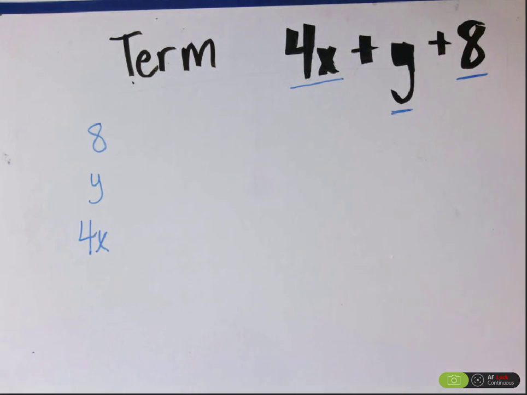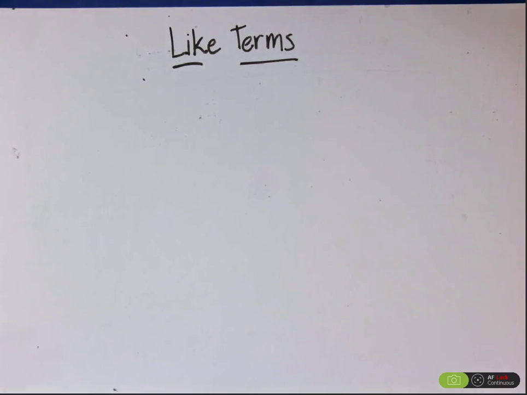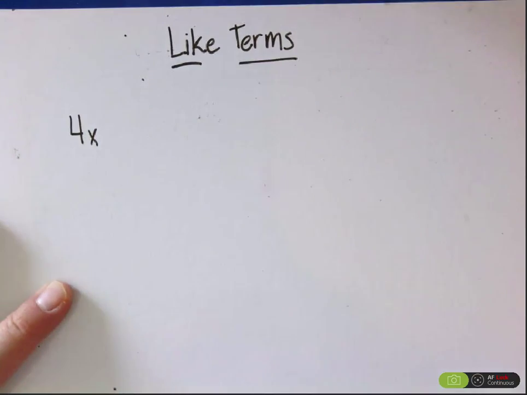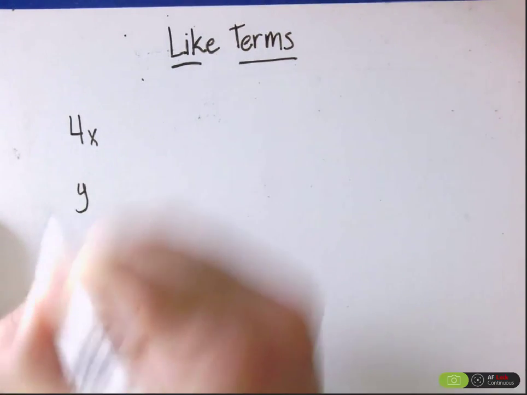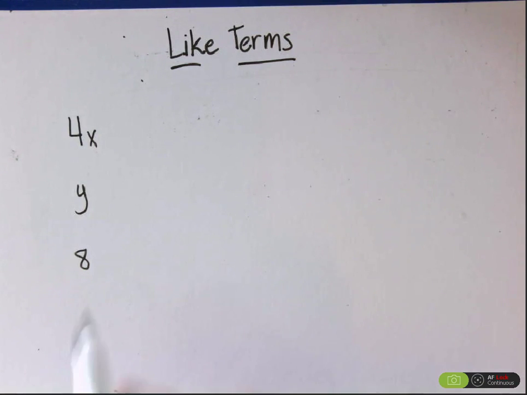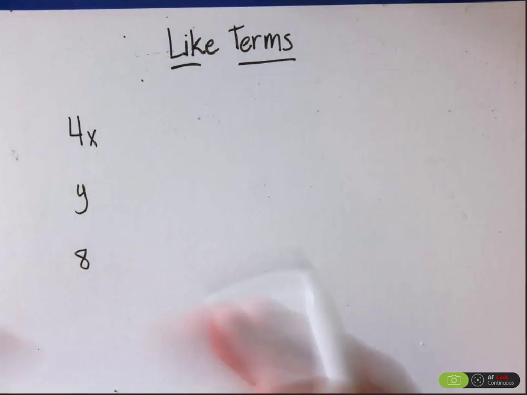So that's what a term is. Let's go into how to combine these terms. Now we know what a term is, we need to understand what like terms are, or terms that are like one another. So we had a few examples: 4x on the last one, y, and 8. Let's start with 8. A like term to 8 is any constant. Any number that's just by itself can be combined with 8.